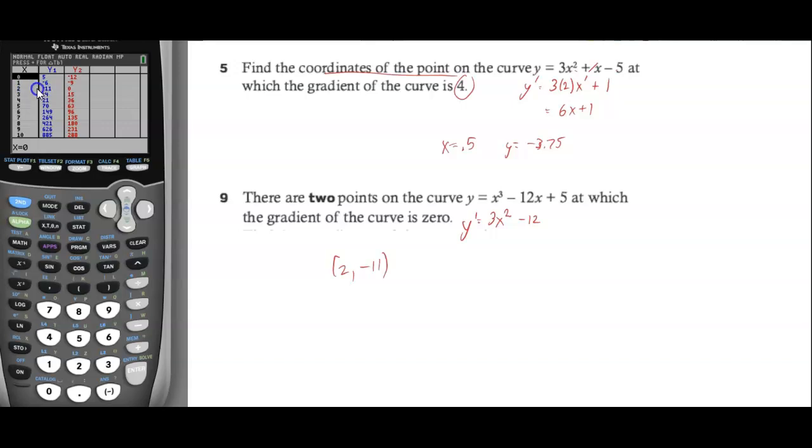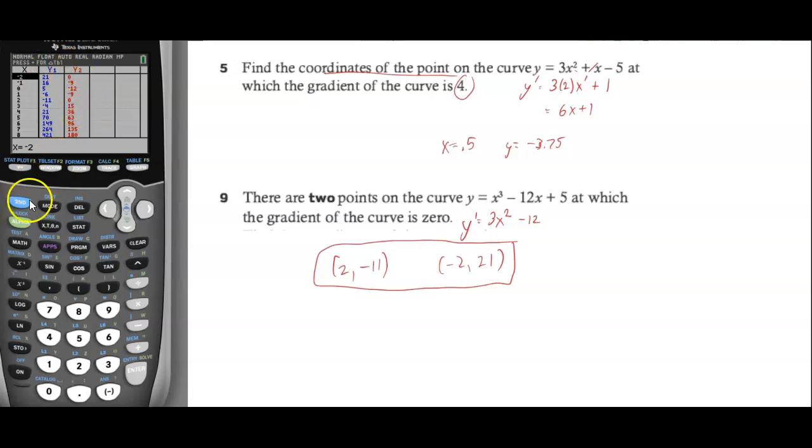The black is the x. The blue is the y coordinate. And remember the red is the slope. Okay? All right. And the other point that has a gradient of 0, let's find that. Oh, there we go. I just went up a little bit and there it is. Negative 2, 21. So these are the two coordinate pairs that have a red 0.